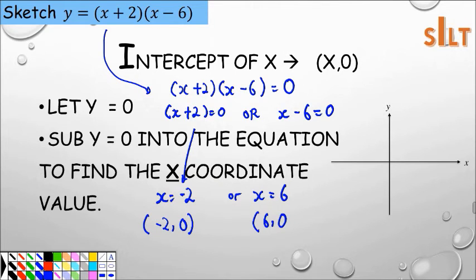So very quickly we can plot the x-intercepts on the curve. And because you know this is a happy curve, or a U-shaped curve, it should look something like this.